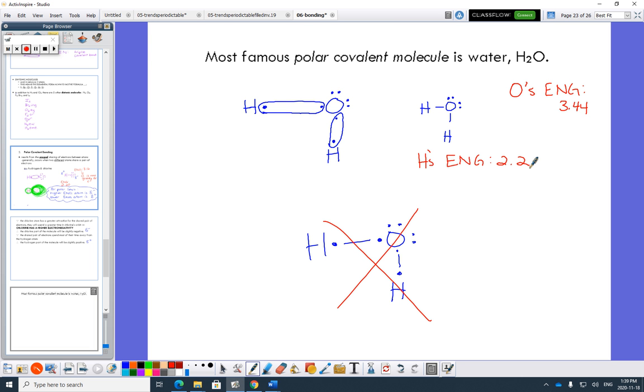Okay, so hydrogen is lower, so put a plus sign beside both of them. You should do that.